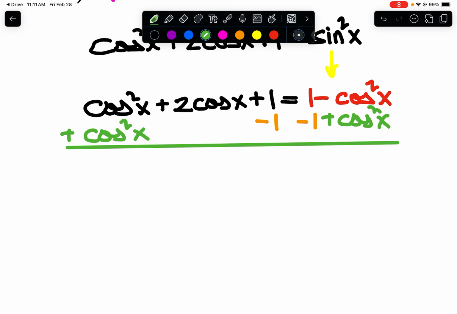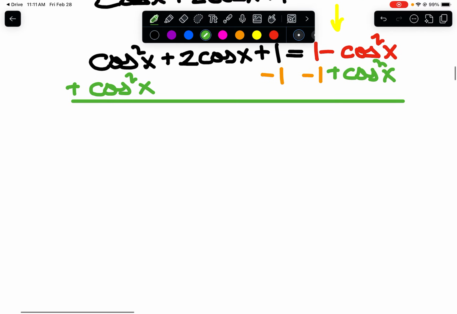Sorry if my handwriting's kind of terrible. Wow, and lopsided. We're doing amazing.